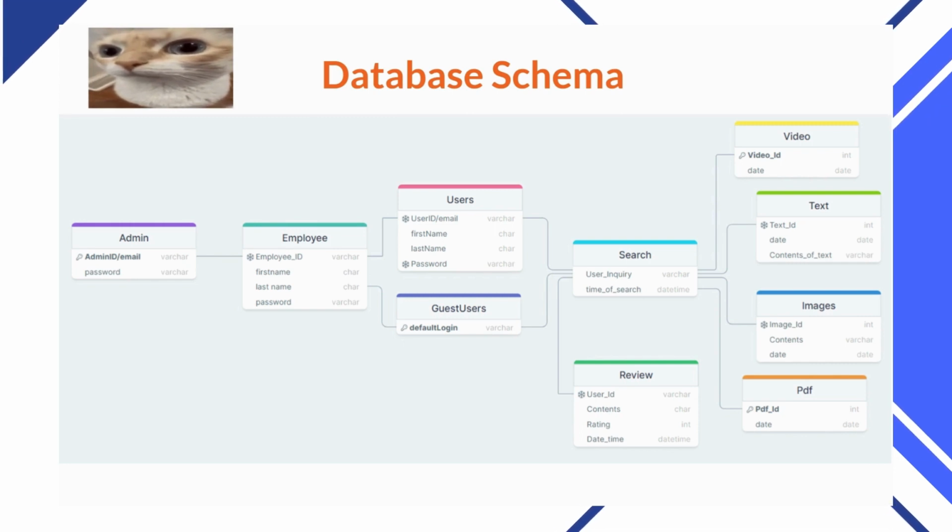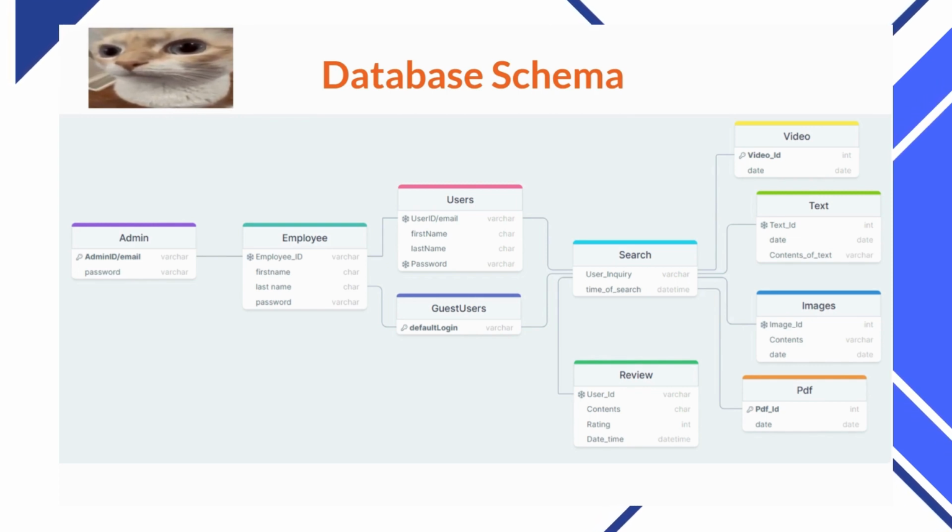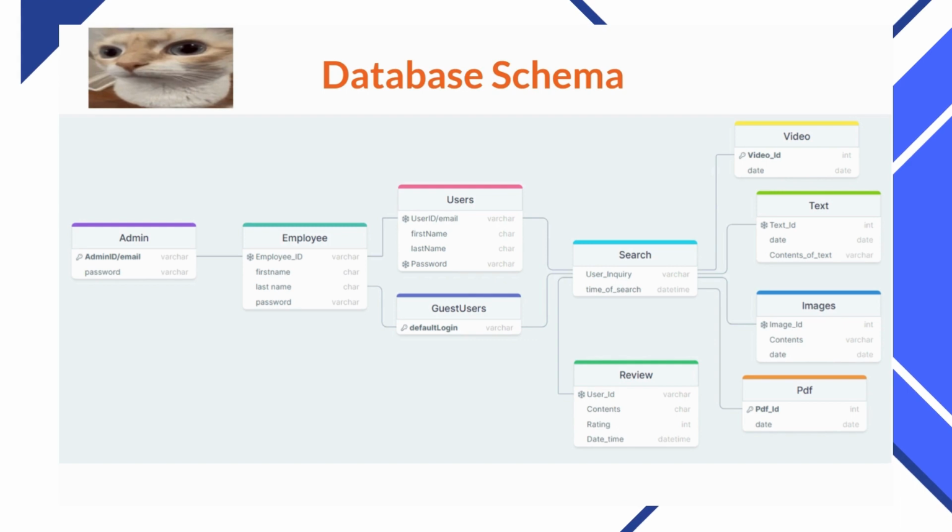Next we have the users, the user ID slash email, which will be varchar, their first name being a character, last name being a character, password being a varchar. For the guest users, they'll just have a default login, which will be a varchar. And then the search will have the user inquiry, which will be a varchar if they accidentally put a special character or number. And they'll have the time of search, which will be stored as date and time.